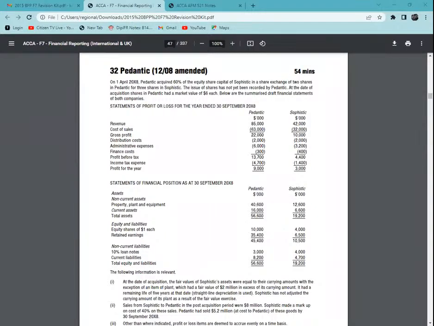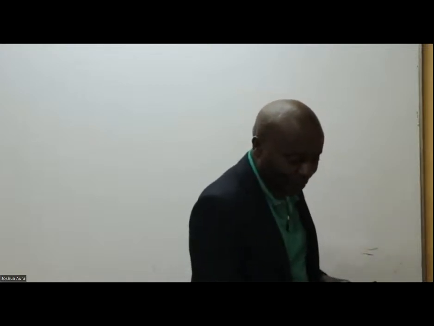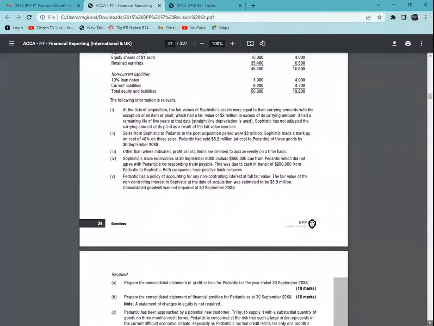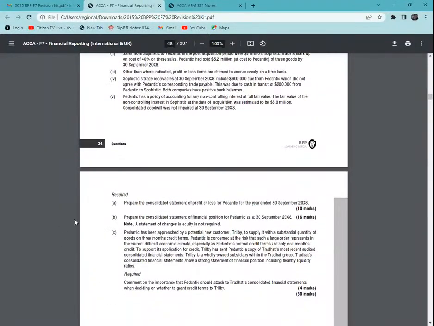Consolidation is an easy thing. It is the easiest branch of accounting, or financial reporting, that we have. It's all about adding like terms, line by line, of the subsidiary and the parent company. Very easy. So what do they want us to do here? Something very simple: in part B, they want us to prepare the consolidated statement of financial position for Pedantic as at this date. The consolidated, or group, statement of financial position.